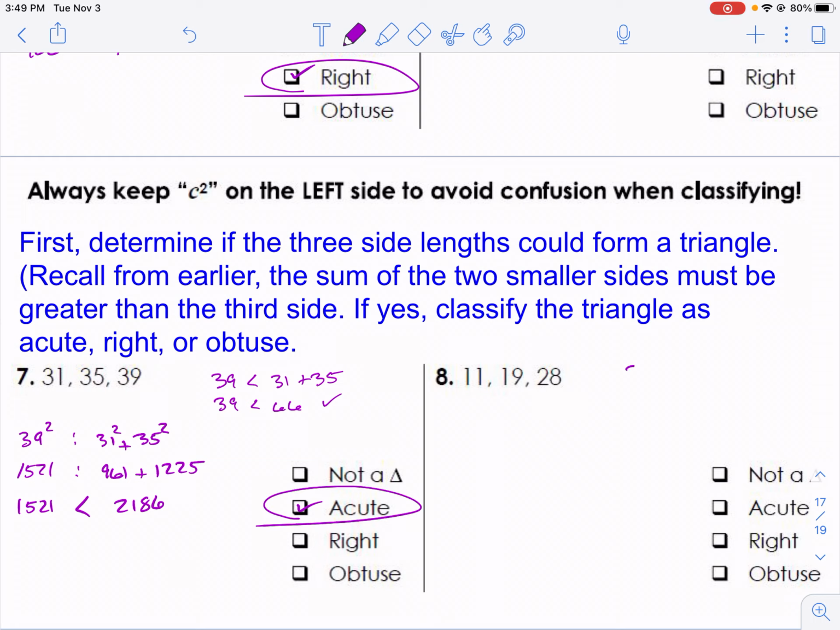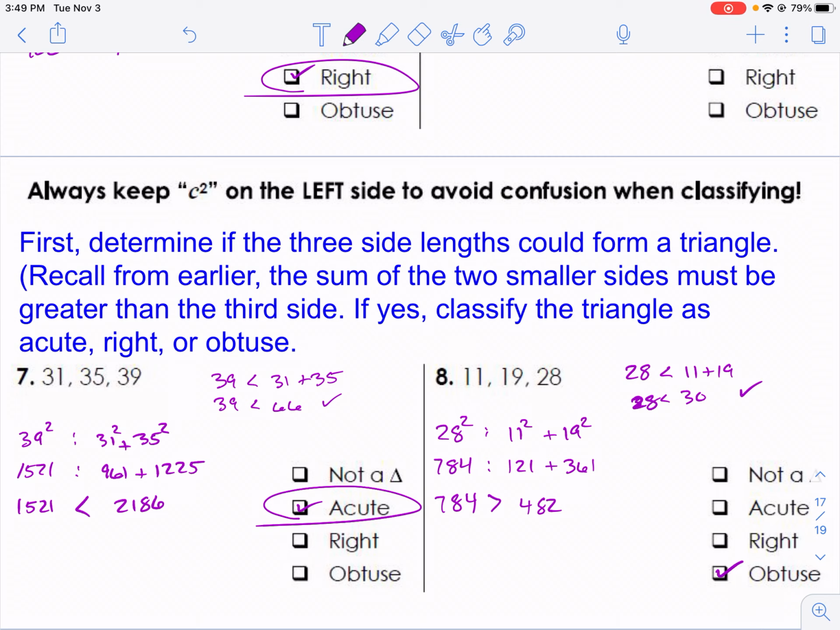And the last one, we got 28, and we got 11 plus 19, which is going to give us 30. 30 is bigger than 28, so therefore it is a triangle. We can classify it. 28 squared, 11 squared, and 19 squared. So 28 squared is 784. 11 squared is 121. 19 squared is 361. So as we add those together, we get 482 and 784. So therefore, c squared is bigger than a squared plus b squared, which means it is obtuse. And so we circle obtuse, and that becomes our answer.